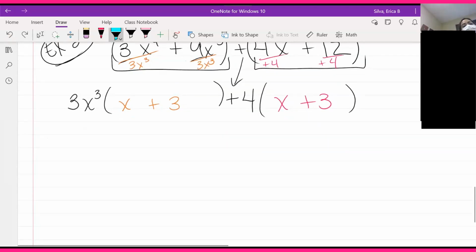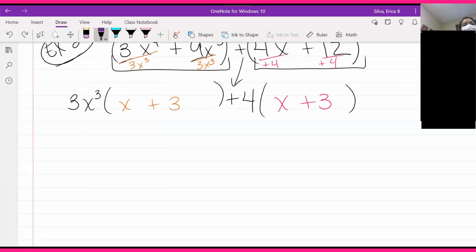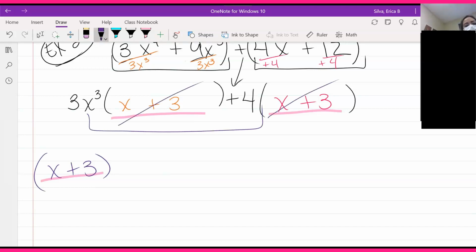All right, so then now my last step is to take out the GCF. What is my GCF between these two terms? Perfect, x plus 3. And once we factor them out, whatever we have left over is going to be my second factor. Any questions?